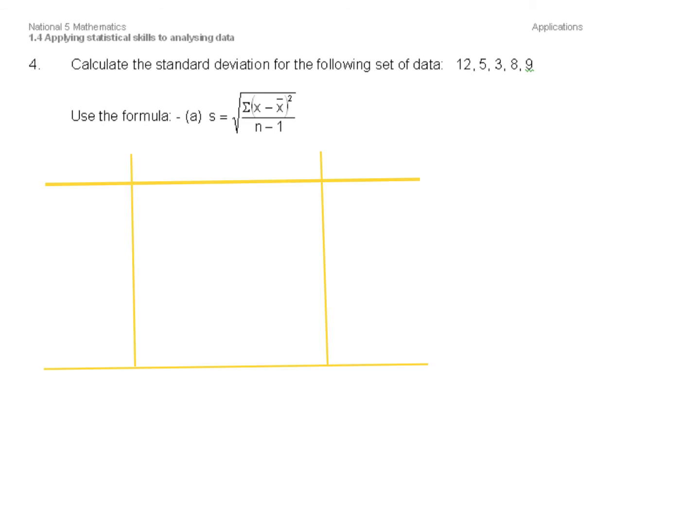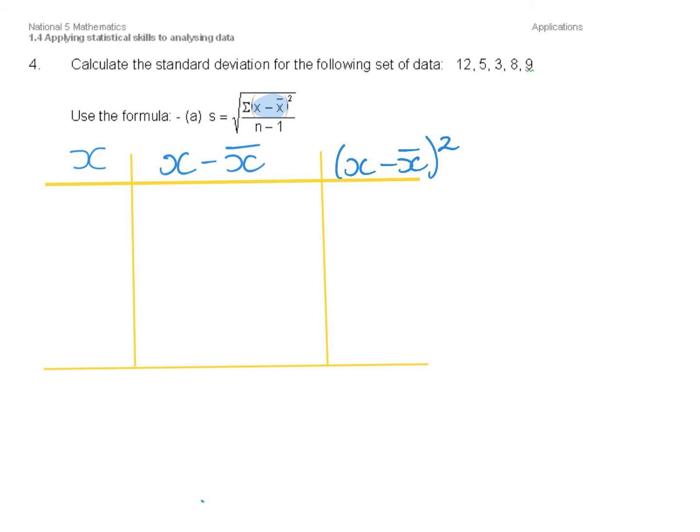Okay, so I've started to set up a table here. I'm going to show you what goes into this table. We are going to put in our data values. Pick a colour. Here we go. X. In the next column, I'm going to take the top part of the fraction. And in the last column, I'll add on the squaring part.